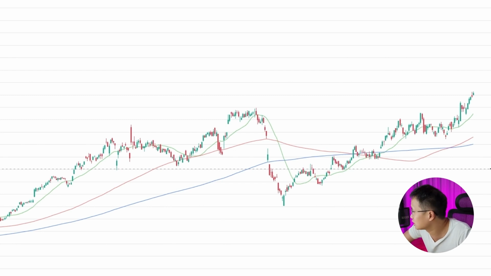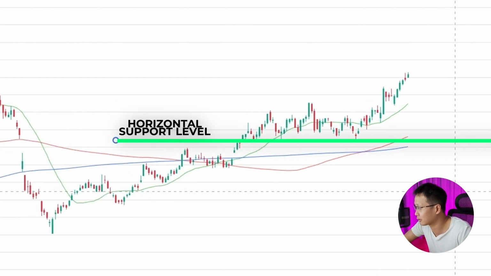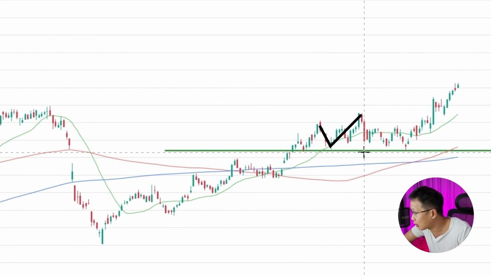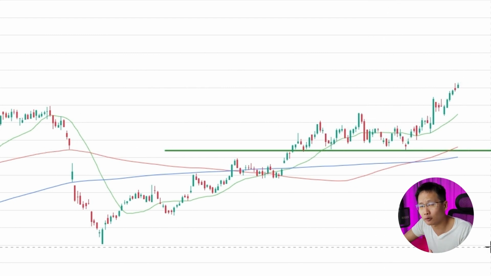So let me give you an example. You can see right over here, I can draw a horizontal line like something over here. So you see this is a horizontal line, a horizontal support level. Right away you can see prices start to rebound, it rebounds, it rebounds, and rebounds. So that's a horizontal support level that has been holding for quite a while.